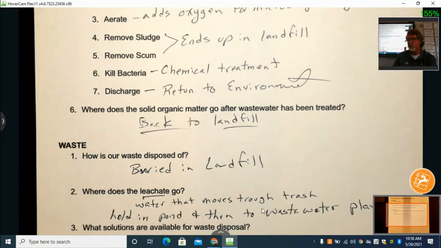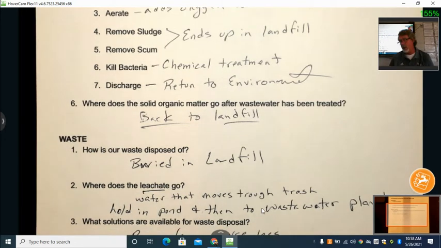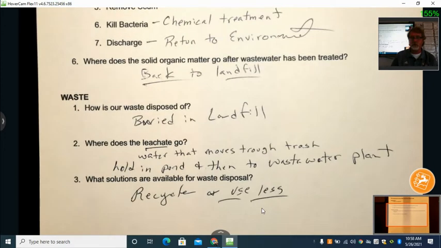What solutions are available for waste disposal? Right now our solutions would be recycle and use less. That is part of our big thing about waste disposal. Like plastics, we're not going to convince you to stop using plastics, but maybe we can convince you to use less plastics and recycle what we have, okay?